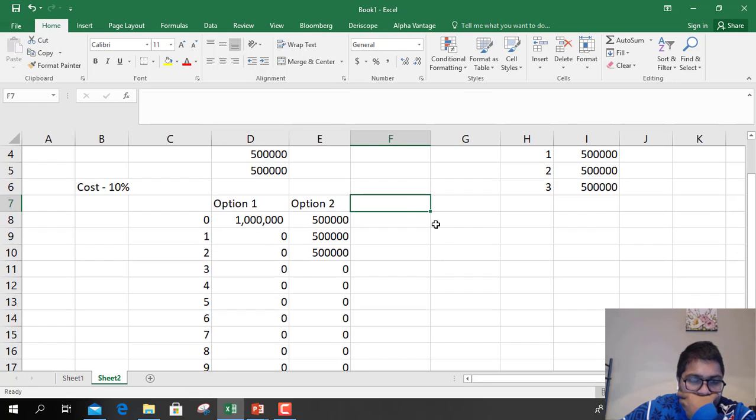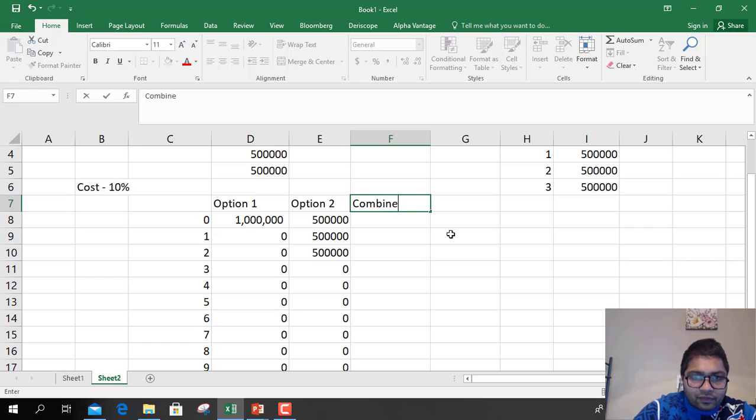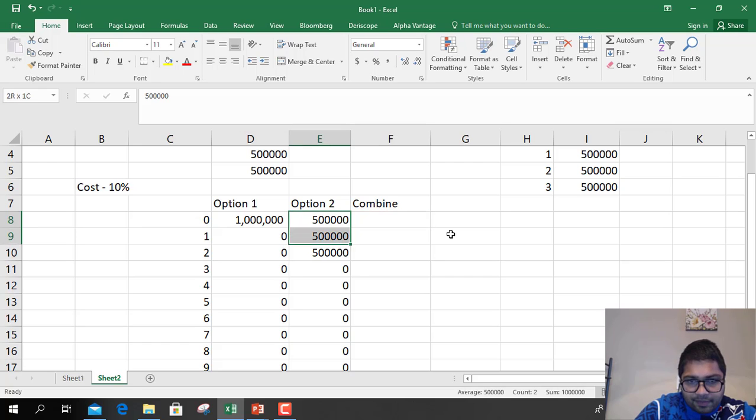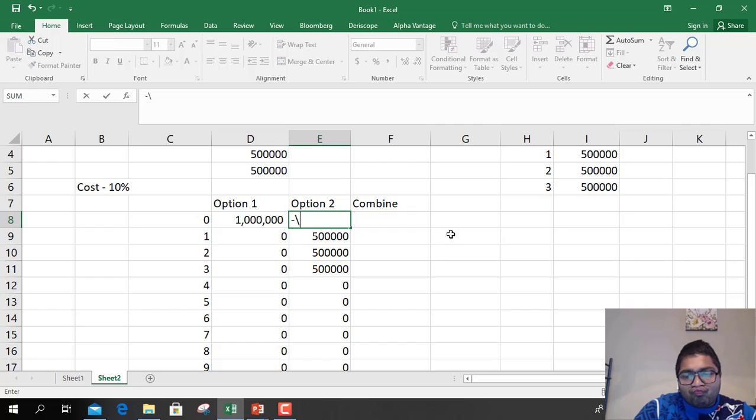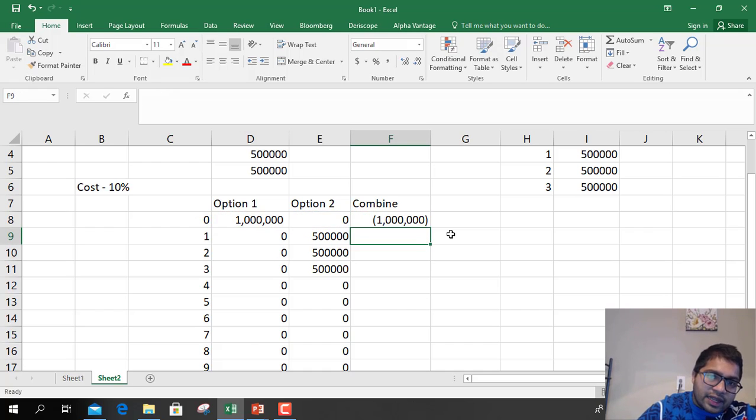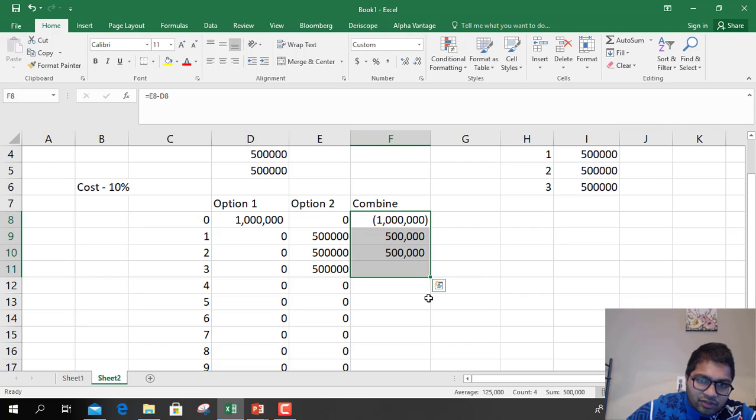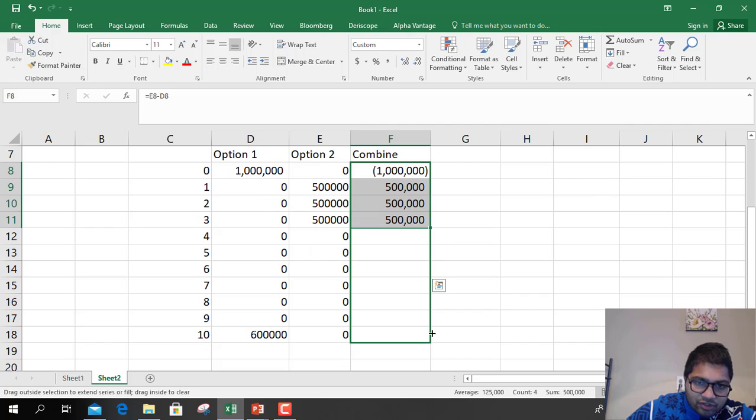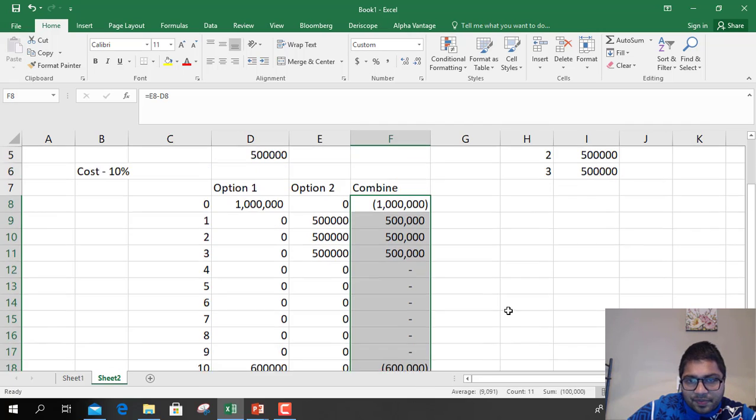This is option 2. So we have to combine cash flows to find IRR. If you combine them, this happens not at 0, but at the end. If you combine, inflows are positive, outflows are negative. So $1 million you spend, 500,000 you get, then 0, 0, 0, and 600,000 you spend.